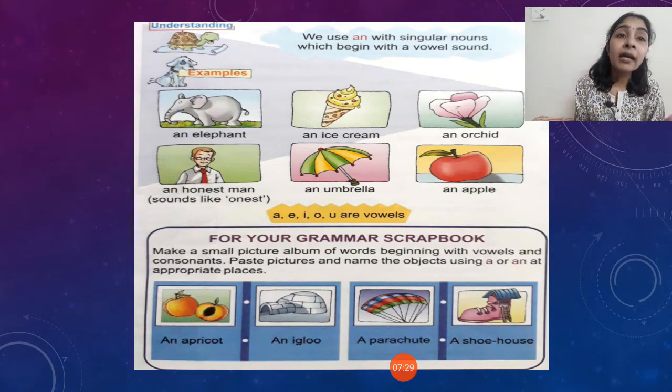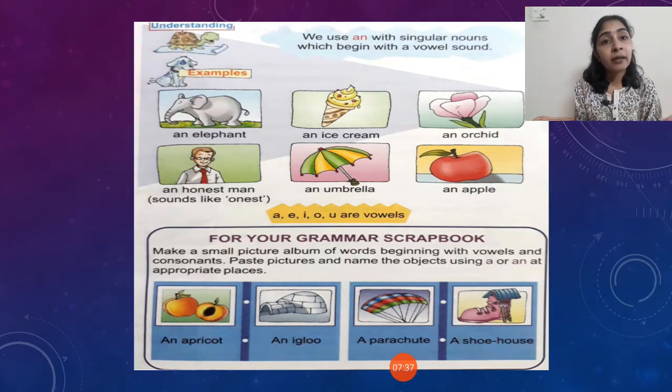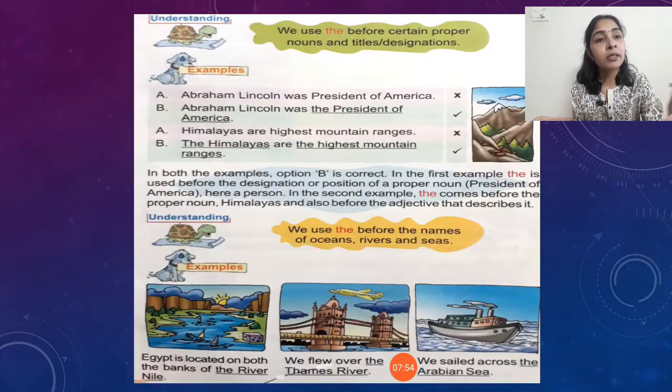Next, we use "an" with singular nouns which begin with a vowel sound. This I have already explained. Let us see the examples: an elephant, an ice cream, an orchid, an honest man, an umbrella, an apple. Now honest starts with H, but the H is silent here. We pronounce it as "honest", so the sound coming is again a vowel. So here we are using "an honest man".